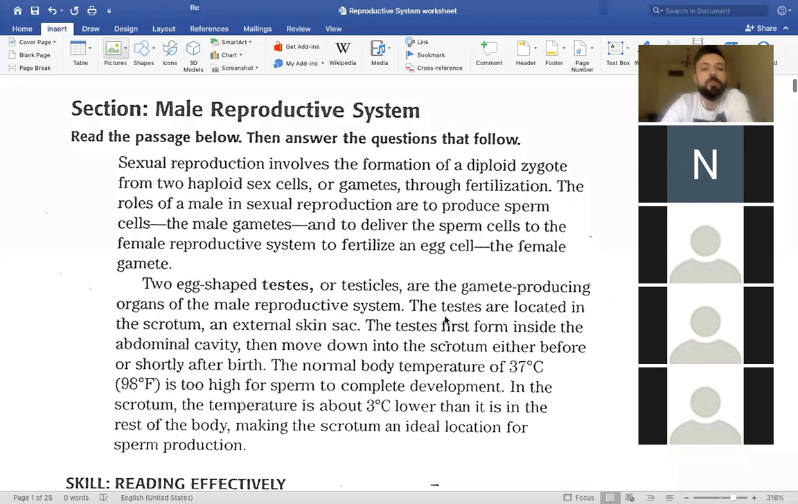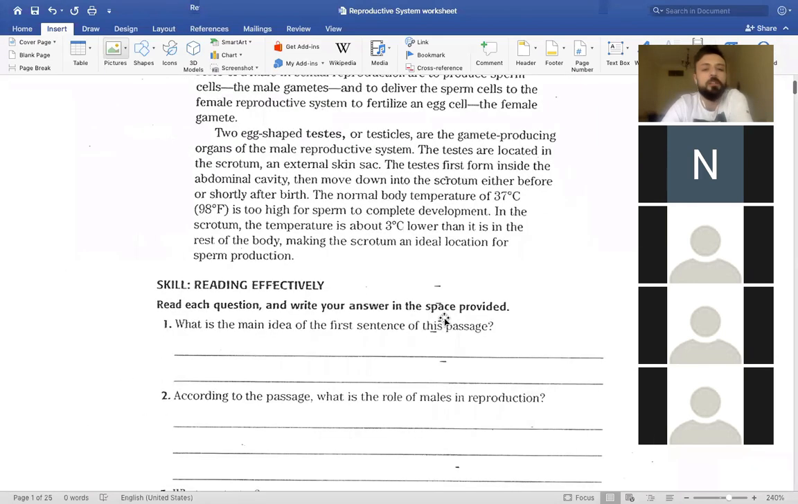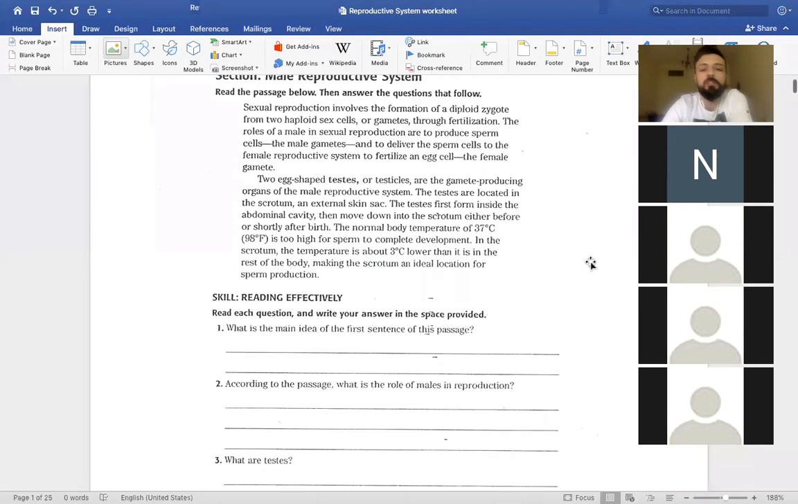Thank you, Ahmed. Okay. According to the text, can we answer the following questions? Starting with the first question, what is the main idea of the first sentence of this passage? The first sentence says sexual reproduction involves the formation of a diploid zygote from haploid sex cells or gametes through fertilization. So what is the main idea of the first sentence? Definition of sexual reproduction. Okay. Brief summary. Okay. So in order to form diploid cells, we need to fuse what?